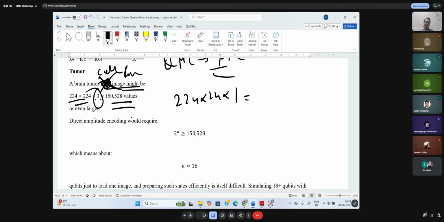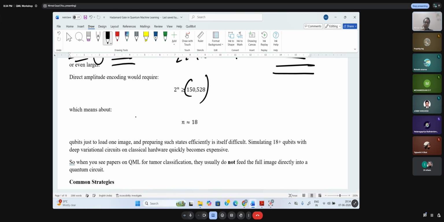You can do the multiplication, how much it comes. Let's say it is any number near this, so 2 to the power n, about 150,528. N equal to 18. That means the number of qubits required for this is 18. Just to load one image and prepare such states is itself difficult. It will take I don't know how many days to solve a problem on your local machine.